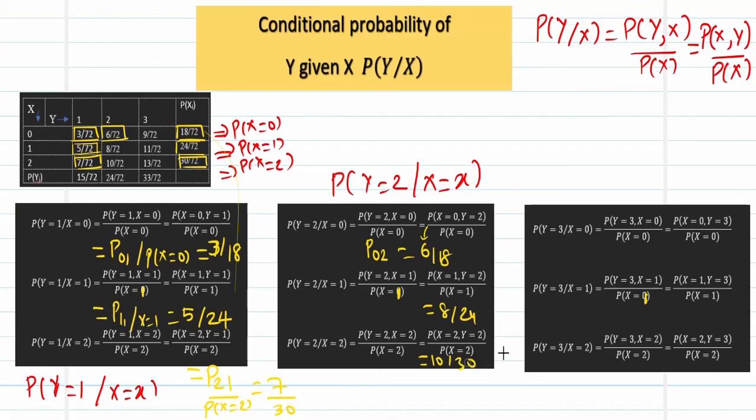Moving on to the last quantity, the probability of y equal to 3 conditioned on x. Here y equal to 3 and x varies. The numerator is 9 and the denominator is 18, so 9 by 18. The next value is 11 divided by 24, and the last value is 13 divided by 30. In this way you can complete the conditional probabilities of both x given y and y given x.